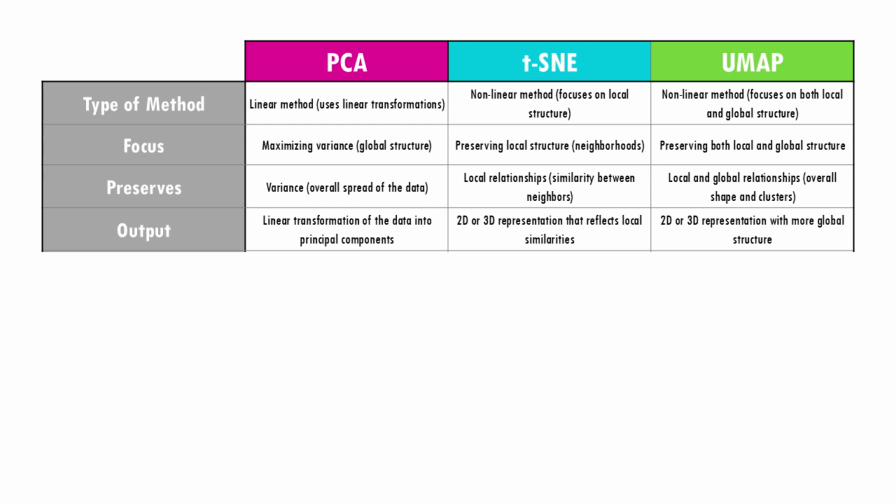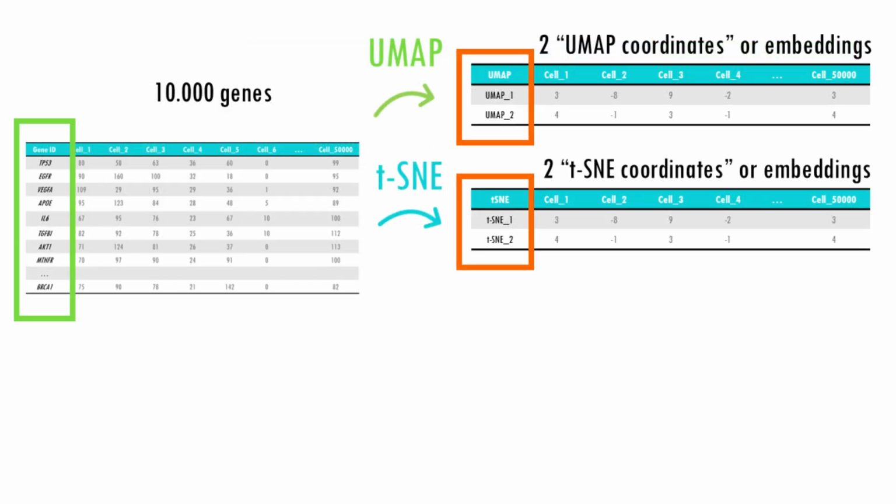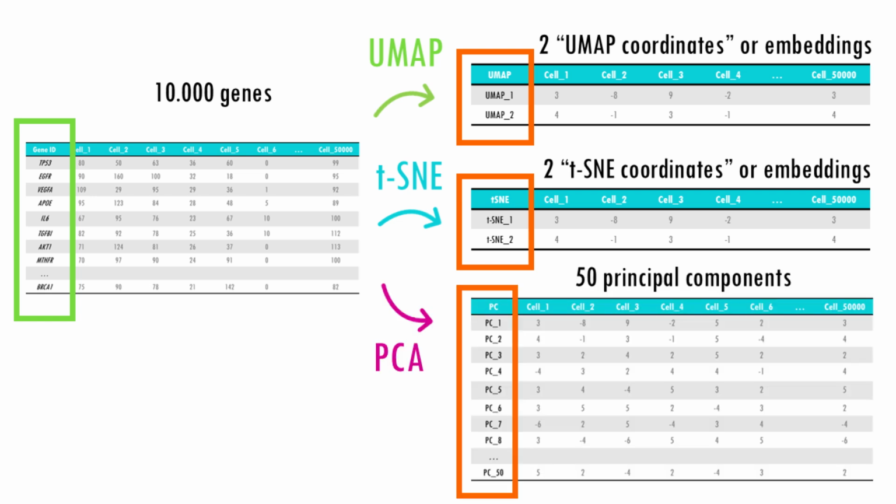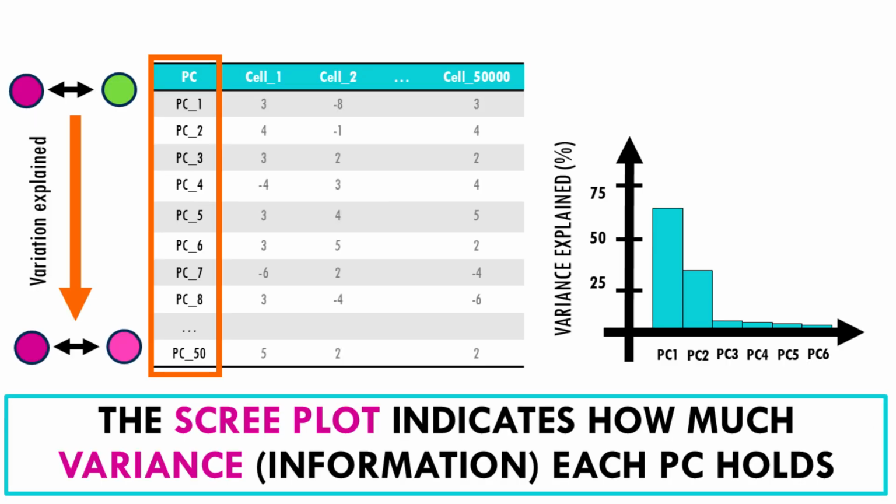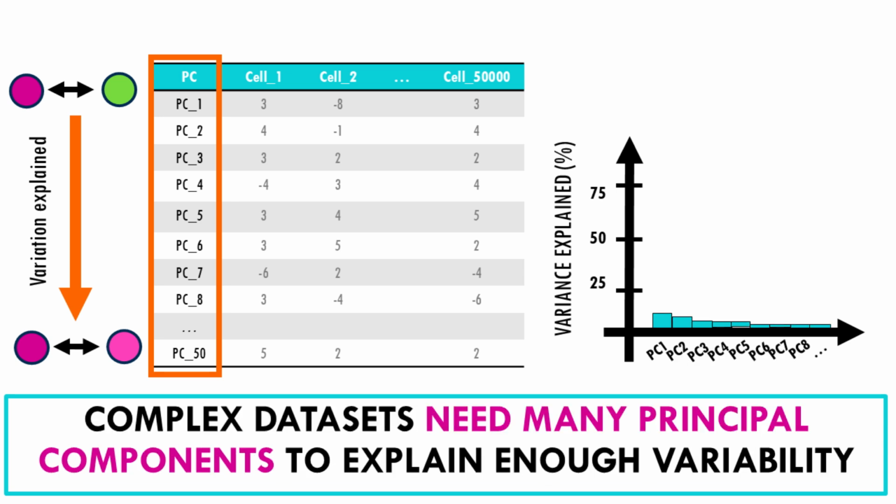Nice! So obviously with different methods come different outputs. t-SNE and UMAP are much more similar to each other. We get a 2D or 3D projection, meaning 2 or 3 coordinates for each cell which we can plot. PCA is a bit different since we are in a way getting a new dataset, but instead of genes we have principal components. Remember, sometimes 2 or 3 PCs are enough to explain most variability in the dataset, but more often than not, we need many principal components to capture enough variability in our dataset.